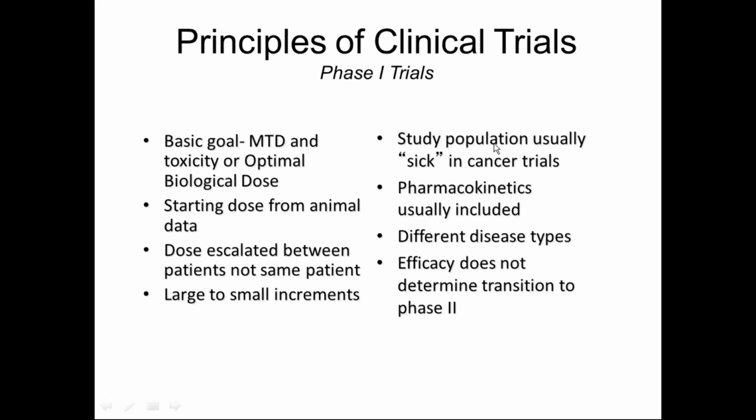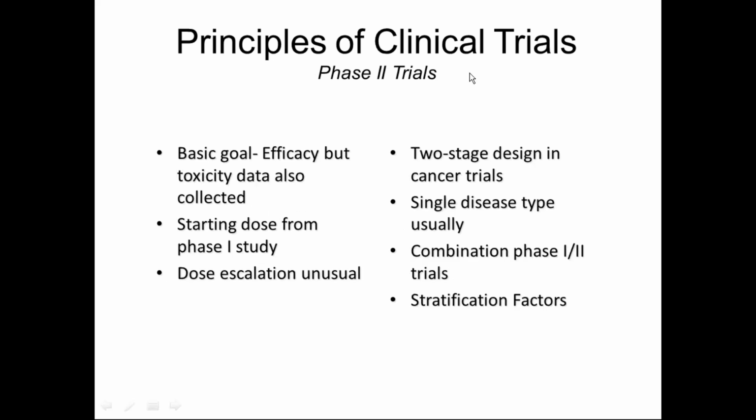Again, sick population, pharmacokinetics now are extremely important because we're having different dose levels, and so we want to see the behavior of the drug in a human across those different dose levels. You can sometimes see different disease types, and so an example may be in systemic solid cancer, where it's all systemic solid cancer. So you may have lung, colorectal, breast patients all in that study. Efficacy is not an endpoint, meaning does this drug work? It's really trying to determine these doses and describe the safety and toxicity before we would proceed to a phase 2. So what's a phase 2 study?